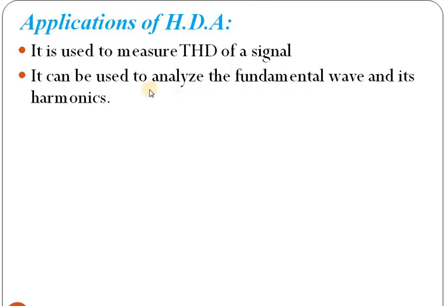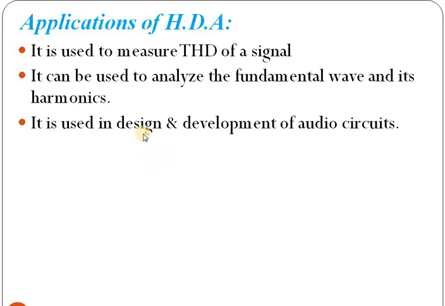So, how can we analyze this? If we apply this harmonic distortion analyzer, we get the total distortion present in the signal. If we suppress the total harmonic distortion from the signal, then it will produce the fundamental. In this way, we analyze both the fundamental and, at the same time, its total harmonics. It is also used in the design and development of audio circuits.